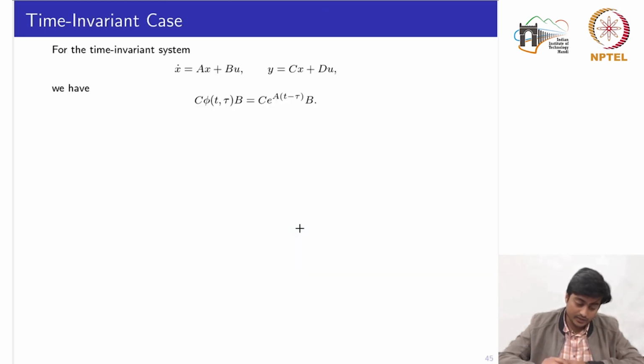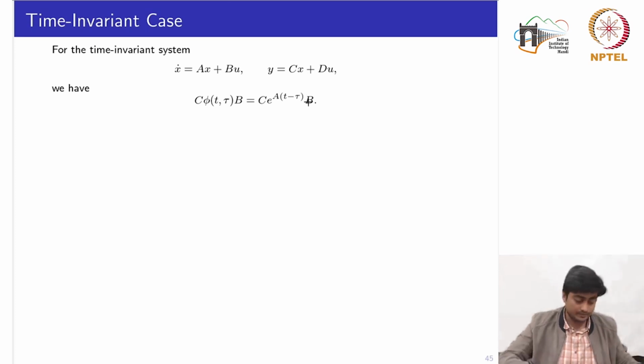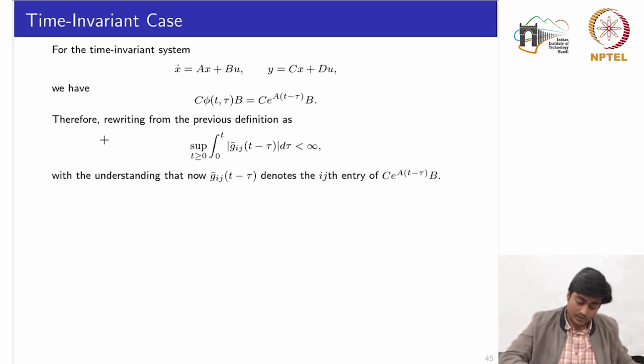So let's see the time invariant case. For the time invariant system, we have ABCD matrices which do not depend on time, and we also know the state transition matrix for the LTI, which is given by this exponential matrix, where if we are using t comma tau, then it turns into e to the power A times (t minus tau). The C and B matrices would remain the same.